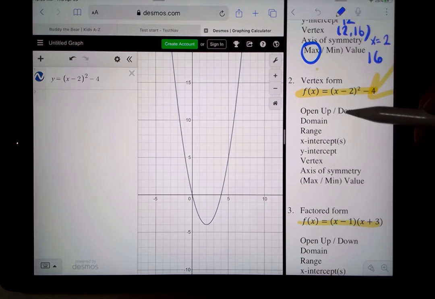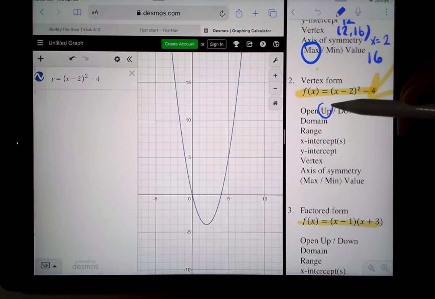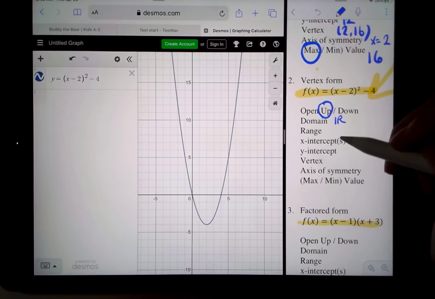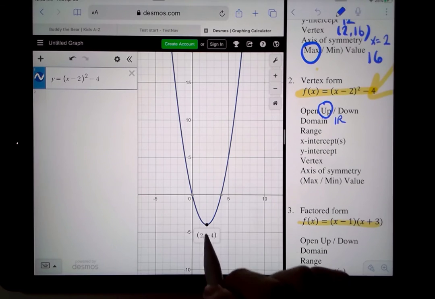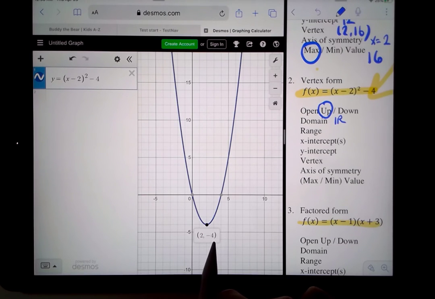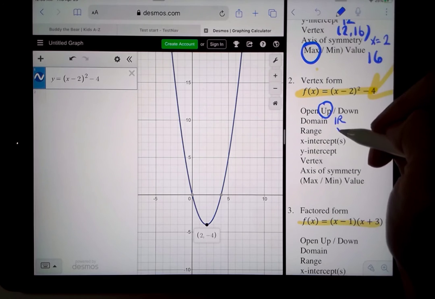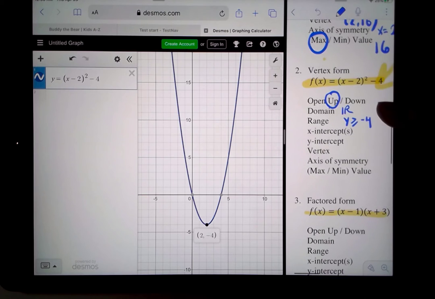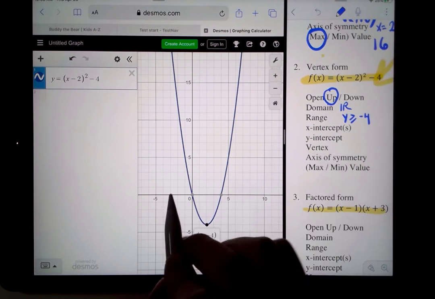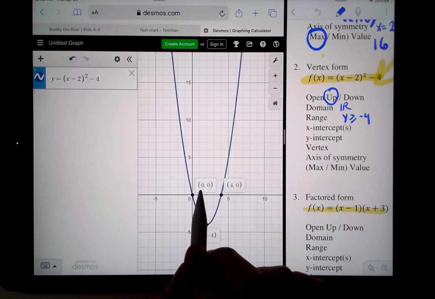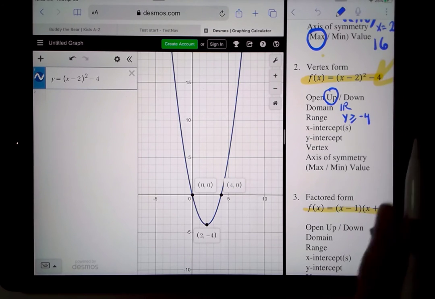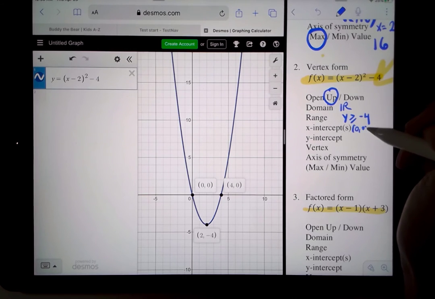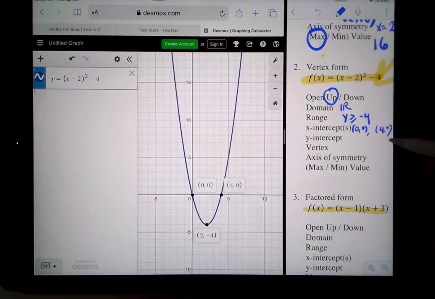Opens up or down? Opens up. Domain, all real numbers. Range, look, that's above this point, right? So -4 is my minimum, so my y is greater than or equal to -4, right? And then my x-intercepts here, 0 and 4. Or if you get confused, just copy exactly the same way: 0, 0 and 4, 0, like this.